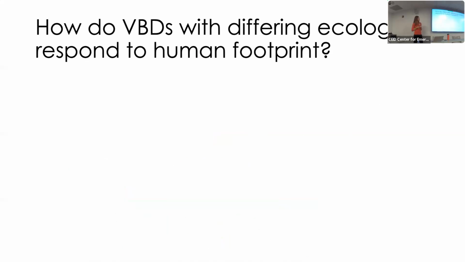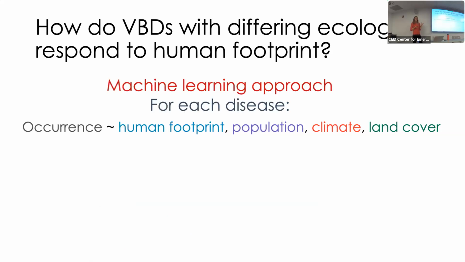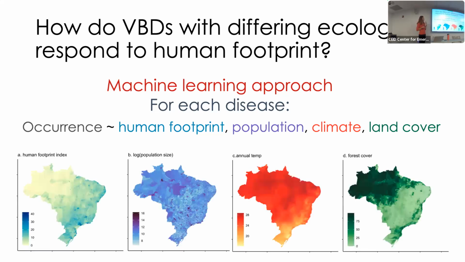So how do vector-borne diseases with different ecologies respond to human footprint? Here we're using a machine learning approach as opposed to our causal inference approach, because we're really more in the hypothesis generation stage here. We don't really have a specific causal hypothesis to test yet. So we're asking, for each of these 6 diseases, is their occurrence predicted by human footprint, population size, climate variables, and land cover variables? And specifically, is human footprint an important predictor of each of these diseases?